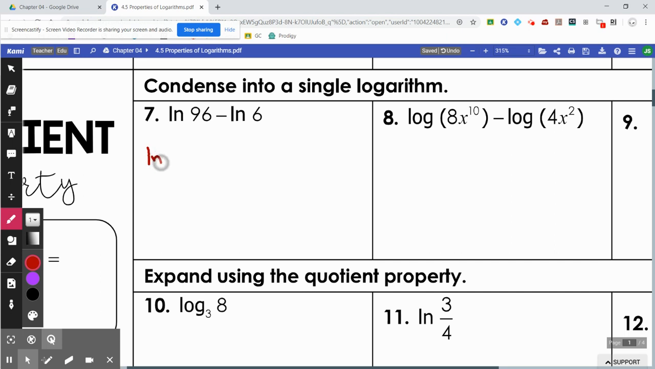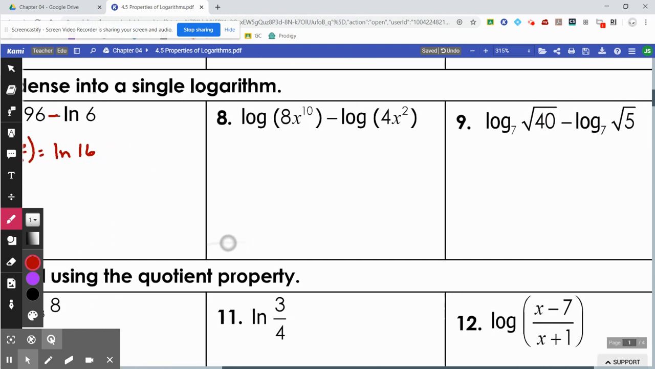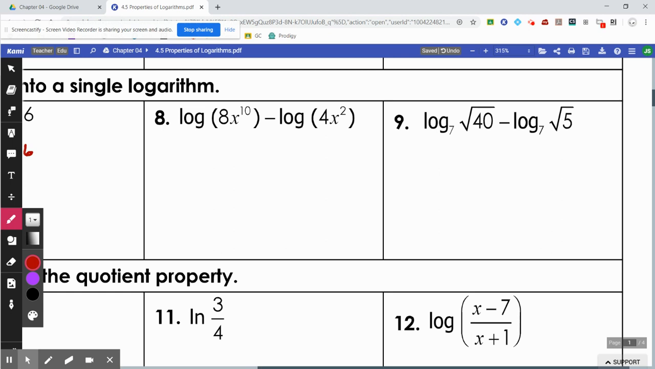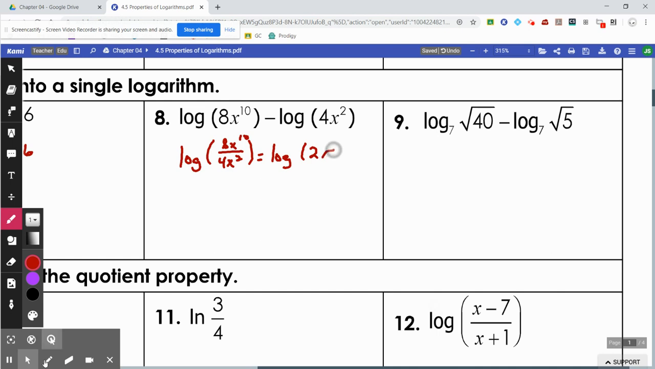So natural log of 96 minus the natural log of 6, we could write as the natural log of 96 divided by 6. And then we can reduce that. That'd be the natural log of 16. Log of 8x to the 10th minus log of 4x squared would be the log of 8x to the 10th divided by 4x squared. And we will reduce that as well. 8 divided by 4 is 2. 10x is on top, 2x is on bottom, subtract, and you're left with 8x's. So that'd be the log of 2x to the 8th.